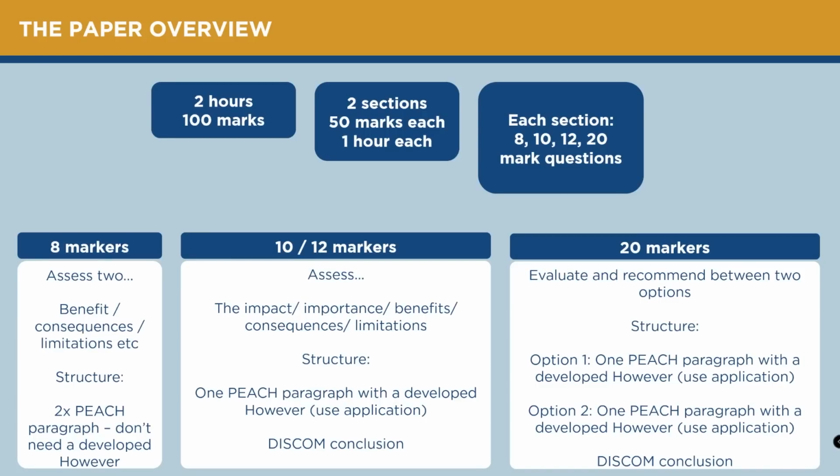But generally speaking, I think if you've got 1 PEACH paragraph and you basically turn your however into a second one, like make that a developed however, that's enough.